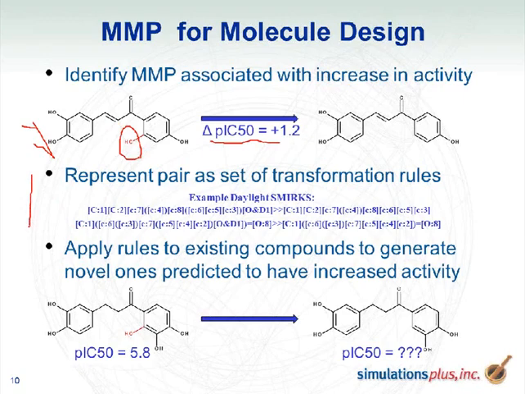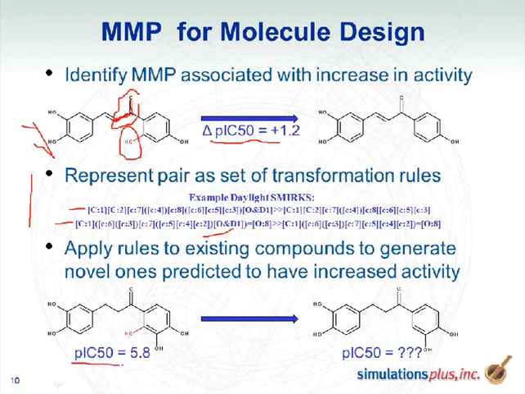This change can be represented as a set of transformation rules, and in this case we've expanded the context of where this hydroxyl group is, and it's in the ortho position relative to this group. The two SMIRKS strings just represent different ways to identify this group. In the top case, we're looking at this ethyl group. In the bottom case, we're including this carboxylic acid functional group. Then we can take these rules and apply them to existing compounds to generate novel compounds that are at least predicted to have increased activity.